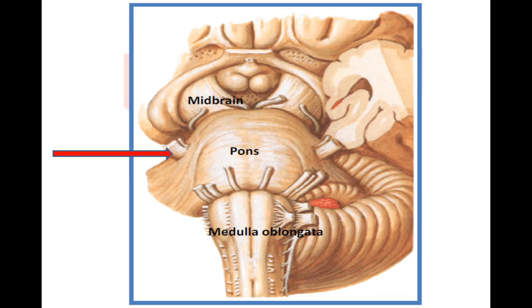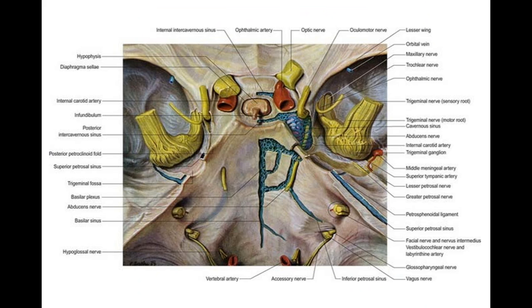Now these two roots run slightly upwards and forwards, and they end in a ganglion. That ganglion we call the trigeminal ganglion, also called the semilunar ganglion, or the Gasserian ganglion. So you can use any name. It is commonly known as the trigeminal ganglion. It is called the semilunar ganglion because of its shape.